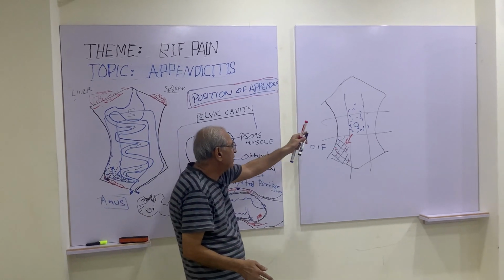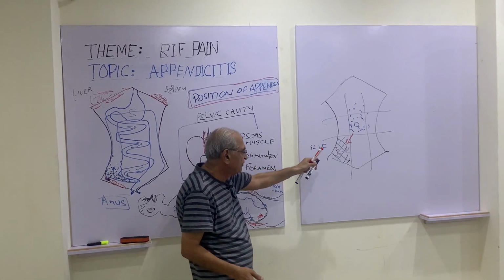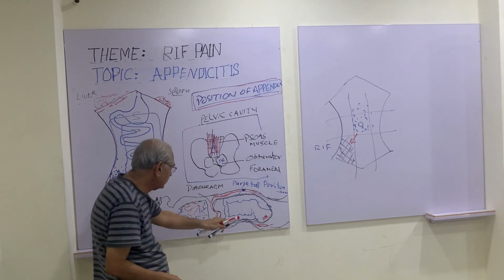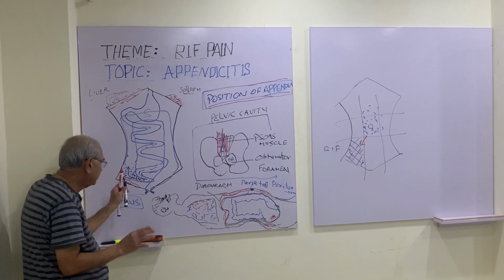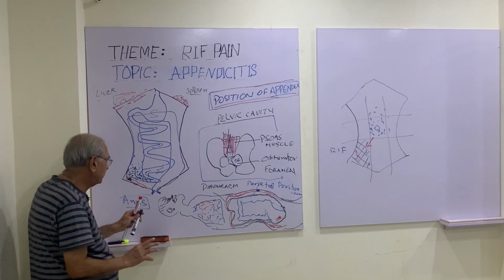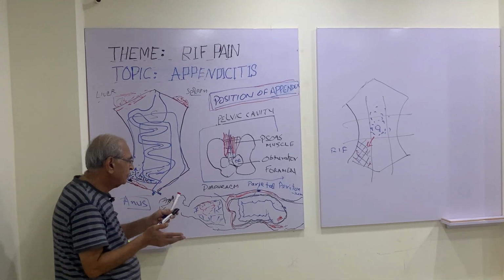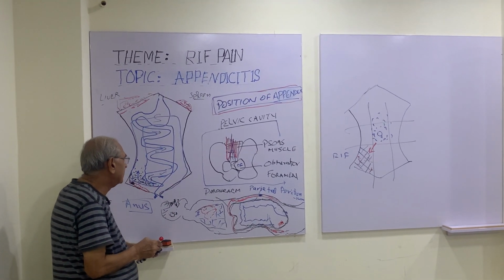That's why initially there is a pain over there. But it shifts here only because the parietal peritoneum, that red envelope, gets inflamed. Now, it's very important to know the position of the appendix.